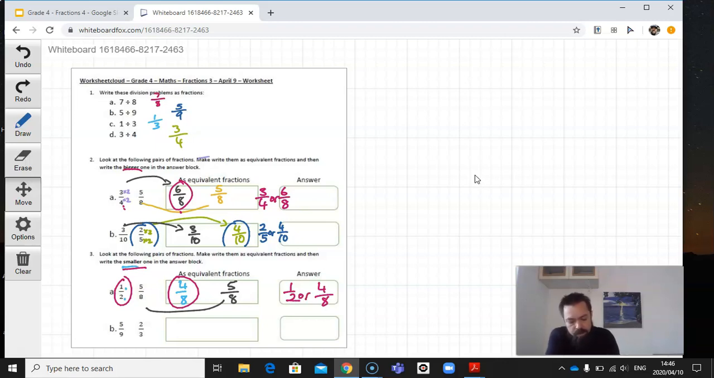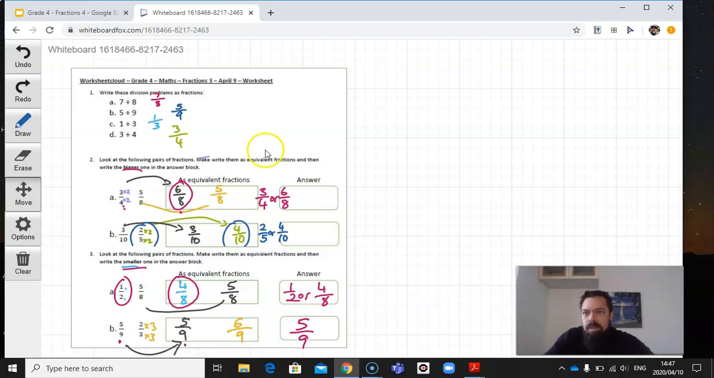Looking at the next one, I noticed that if I times this by 3, which I must do to the top as well, I can get the same fraction. So the first one stays unchanged as 5/9. And the second one, 2 times 3 is 6. 3 times 3 is 9. Okay, this time the question is asking which is the smaller one. Smaller one is this one. Doesn't change, so the only answer it can be is 5/9. Right, I hope that you didn't have too much trouble with that. It's looking at equivalent fractions.